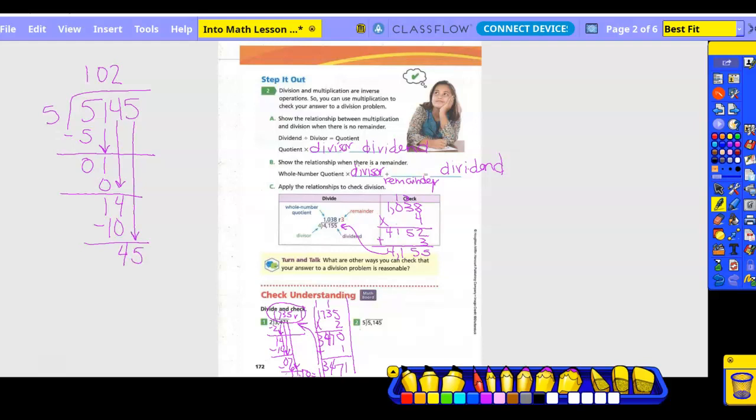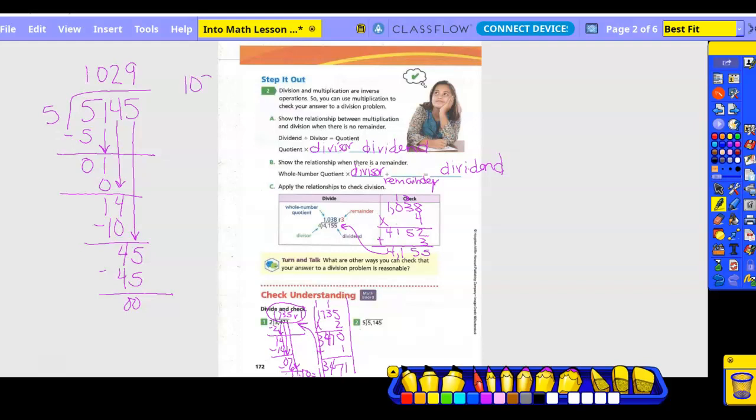How many times does 5 go into 45 without going over? 9 times. 9 times 5 is 45. So, do I have anything else to bring down? Do I have a remainder? No. So now we're going to check it.